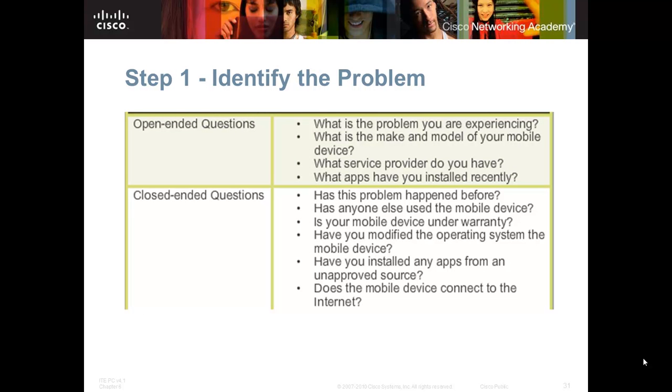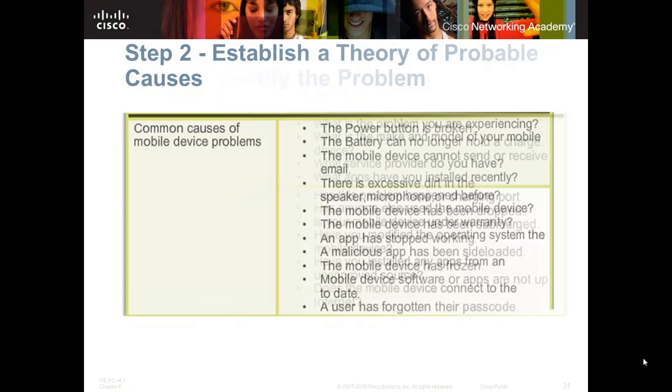Again, with step 1, we want to ask some open and closed-ended questions. Ask the user what they've been experiencing, ask them if they've had the problem before, ask them if the mobile device is able to connect to the internet, and if they've installed any apps from an unapproved source before.